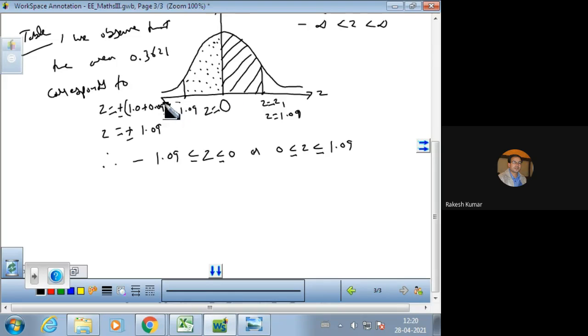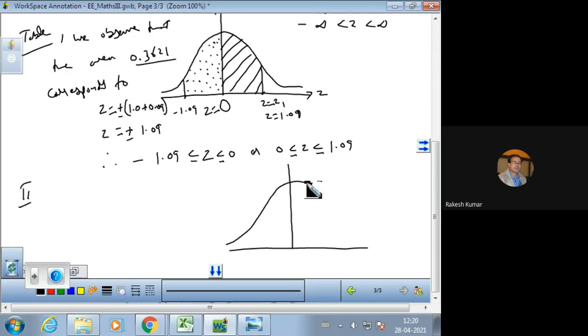लेकिन पॉइंट नेगेटिव हो सकता है, एरिया नेगेटिव नहीं हो सकता है. तो इस केस में हमने पॉइंट ही फाइंड आउट करना था. We want to find the point for which this area is there. ऐसा ही हमारे पास एक और क्वेश्चन है. Find the value of Z in which area to the left of Z is given.